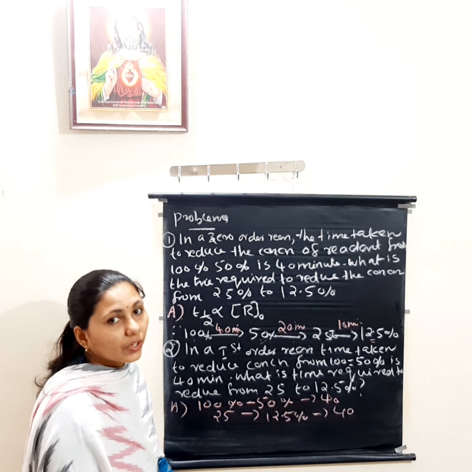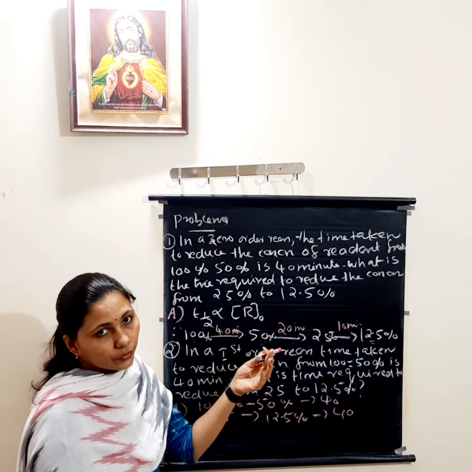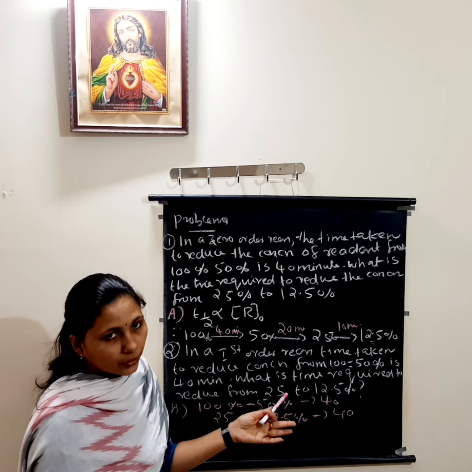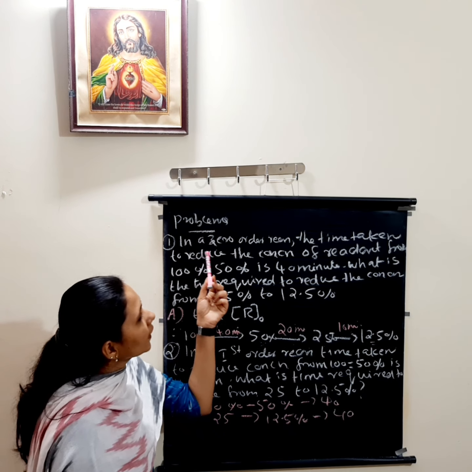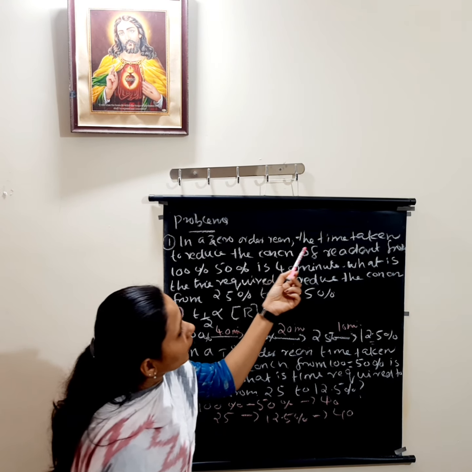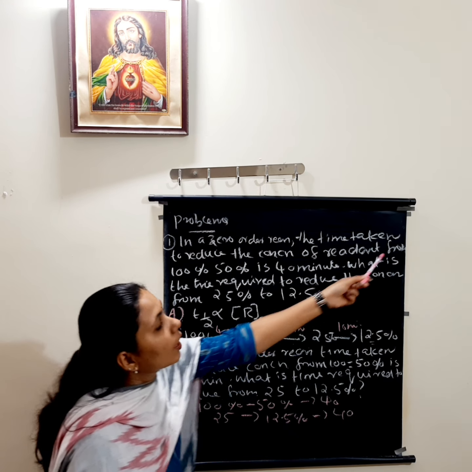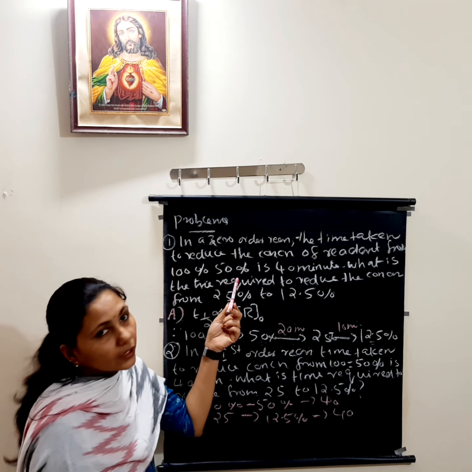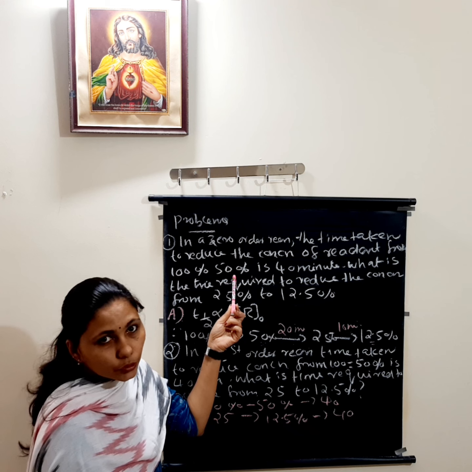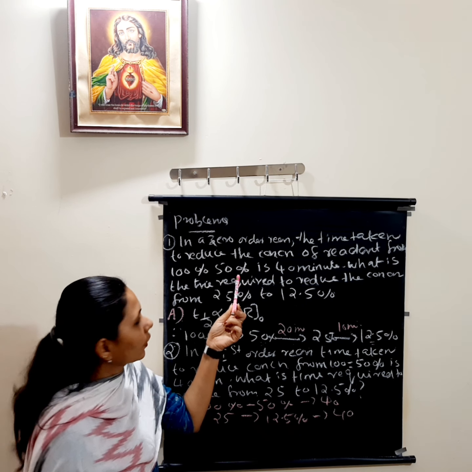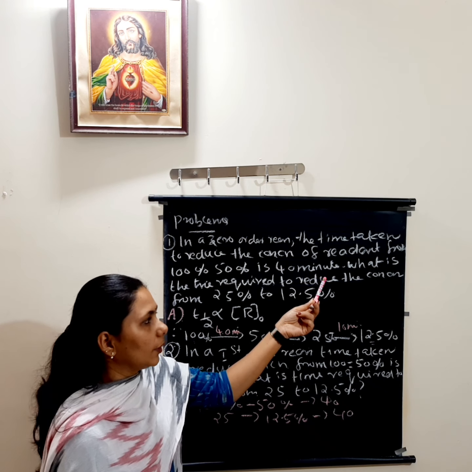Next we have to do problems based on this first order and zero order. Zero order we finished now, first order now we finish. So 2 problems based on this. Okay, so the first problem: in a zero order reaction, the time taken to reduce the concentration of reactant from 100% to 50%, that is T half, is 40 minutes. How much is the T half? It is given 40 minutes.